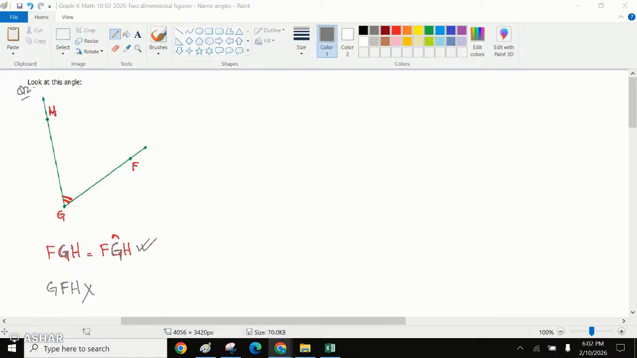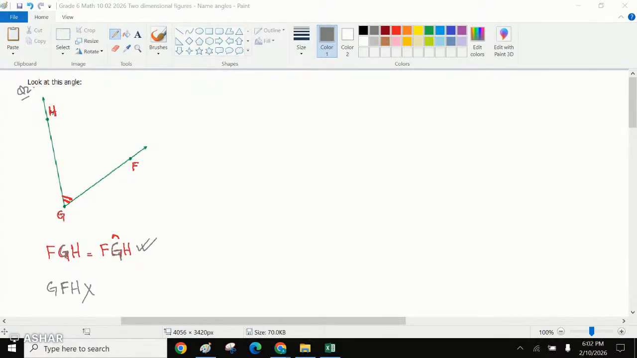Right now, we are not looking at whether the angle is acute, obtuse, or right. We are just looking at when shapes are given to us, how we can identify which angle needs to be found.